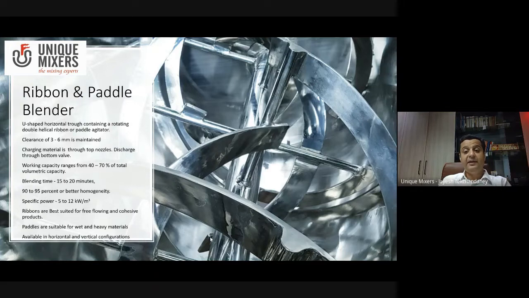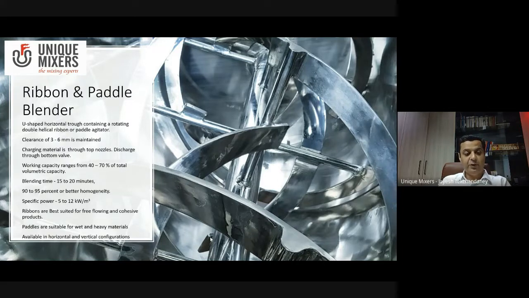Typically the clearance between the agitator and the vessel wall, in this case, is only 3 to 6 millimeters. The charging of the material happens through top nozzles located on top, and it discharges through a bottom wall. As I said, the working volume in any solid blender will be less than the gross volume. So this blender can be used at capacities ranging from 40 to 70% of the total volumetric capacity.